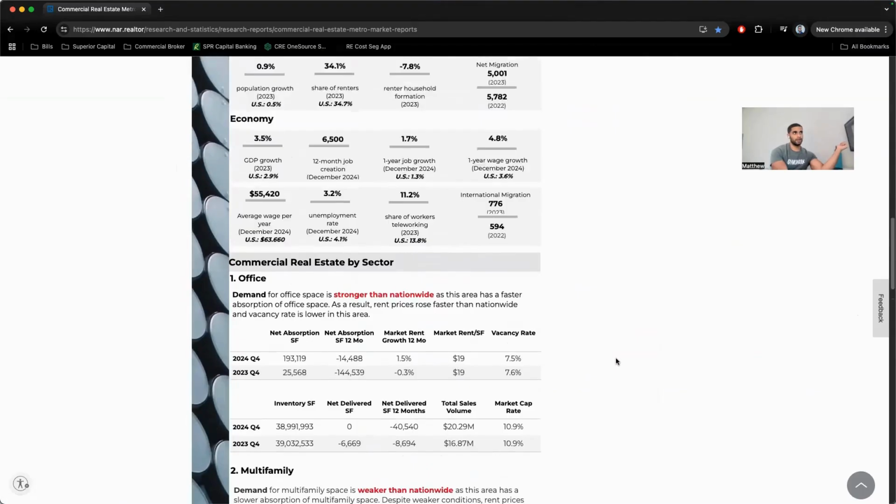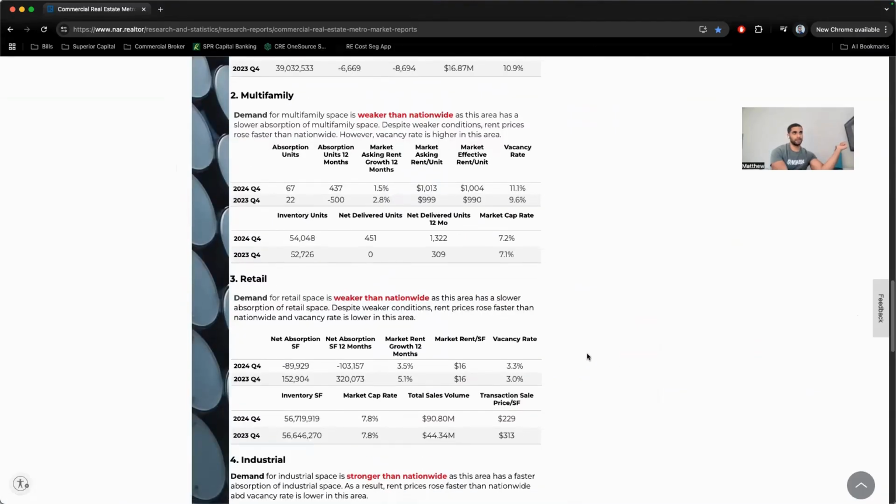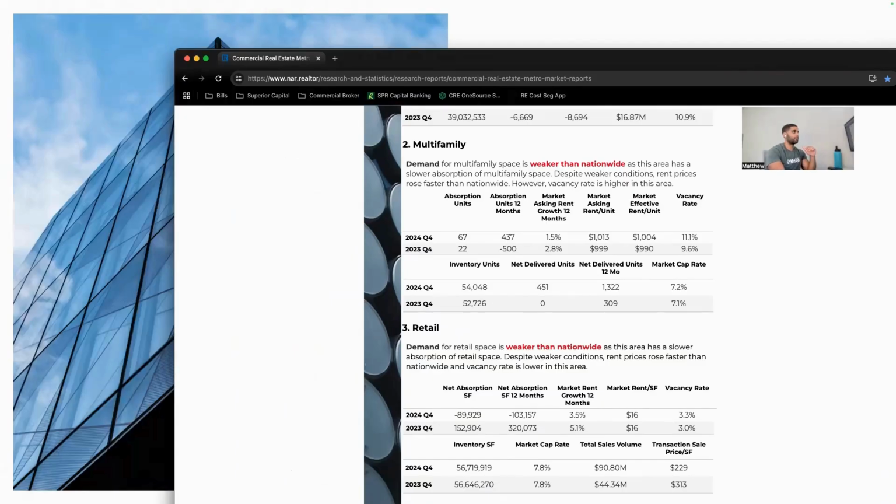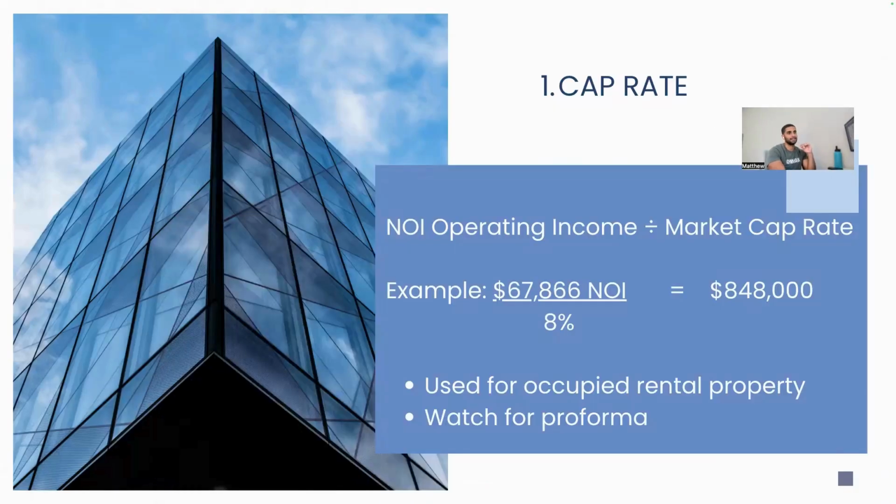So now I can go down here and I can see what is the cap rate for retail. In that market, the retail cap rate is 7.8%. I always like to add a little bit to this. Let's say I'm looking at a property, I get the NOI, then I can come here and get the market cap rate, and divide the NOI by the market cap rate, and I can get that building value. Typically, that's how commercial property is valuated, by that cap rate, especially if it's occupied, if it has tenants.